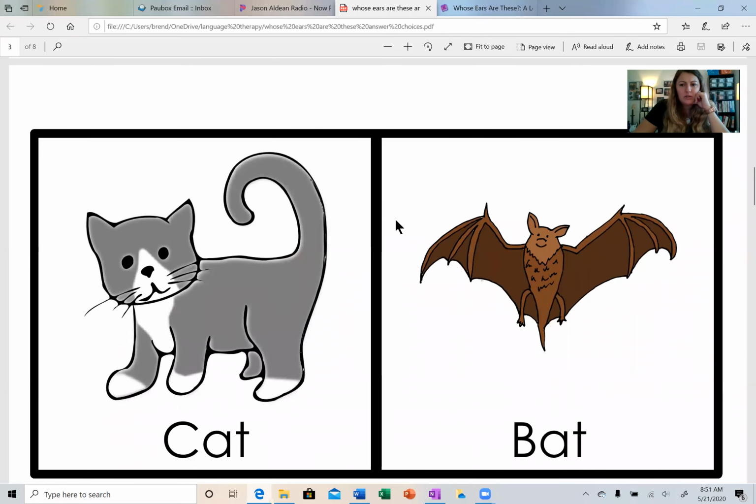Okay. Yeah, this is a tricky one. Do you think those ears could belong to a kitty cat? Or do you think those ears could belong to a bat? Oh my goodness.